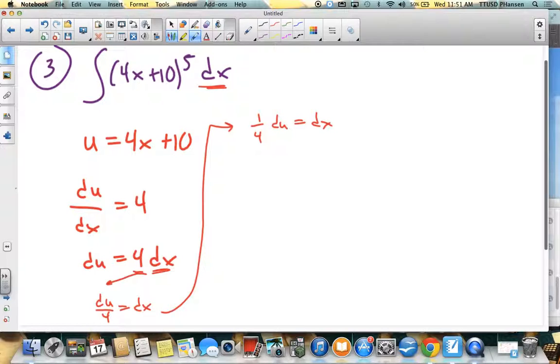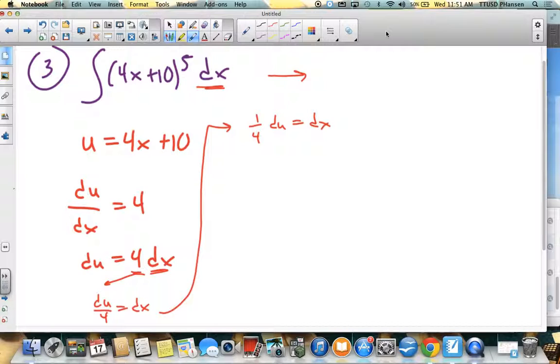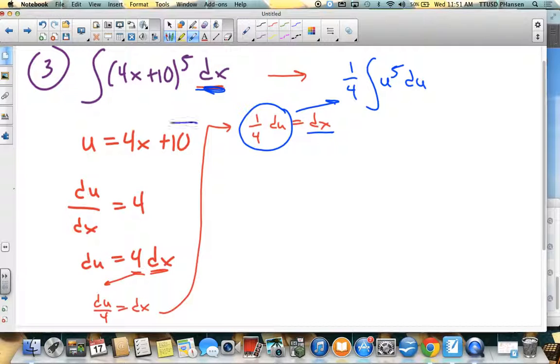Now I can rewrite that whole purple integral in terms of just u. That would become, blue for fun, 1/4 now, the integral of u to the 5th du. I can see that everything matches. I've got 1/4 du is dx, so there's my dx, and my 1/4 du is written there and at the end. And I also have u, which is this guy, but it's raised to the 5th.